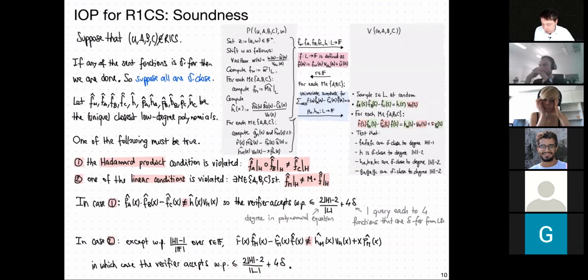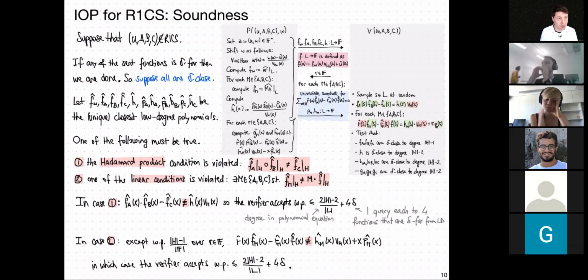In this case, the verifier would accept with probability at most 2h minus 2 plus delta, because y to the 4, because it's 1, 2, 3, 4, right? And y 2h minus 2, because again, we have two things that are being multiplied, and that's the highest degree in this polynomial identity. Okay? And so that's it. That's how you analyze soundness in this one. All right? It's rather straightforward.